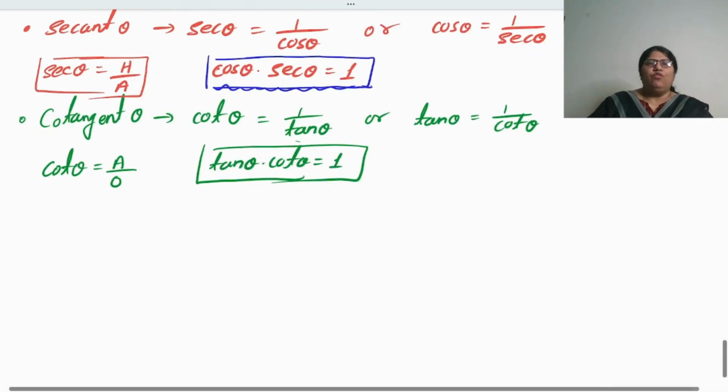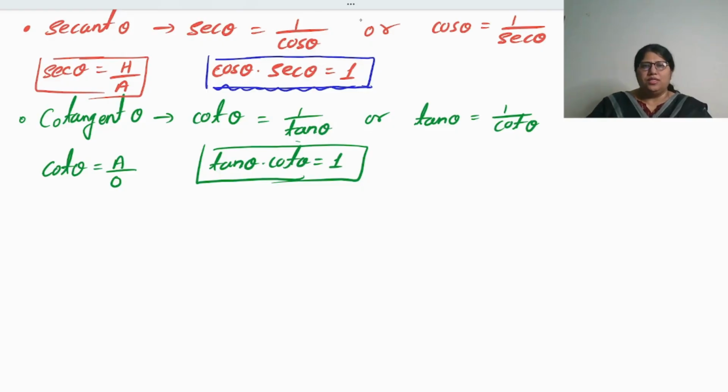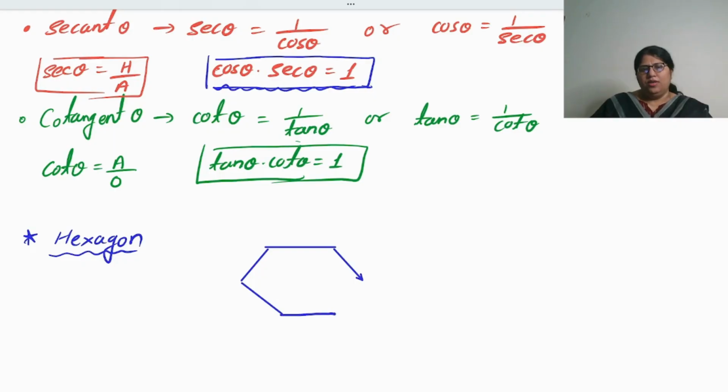Then what is the shortcut way to remember this? Because sometimes we may forget it. So remember, there is a hexagon which we can use. This is another short form. If we use a hexagon, it's very easy to remember these reciprocals. Now look here, if I draw a hexagon, a six-sided figure, this is the shortcut way to remember. First, please do not change the places here.